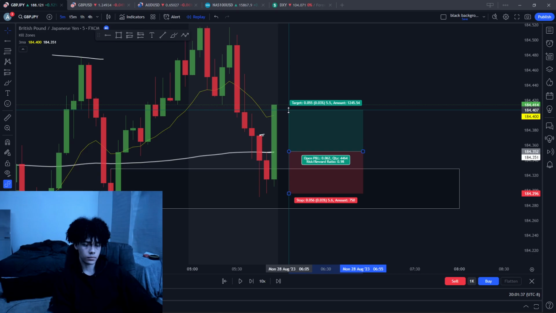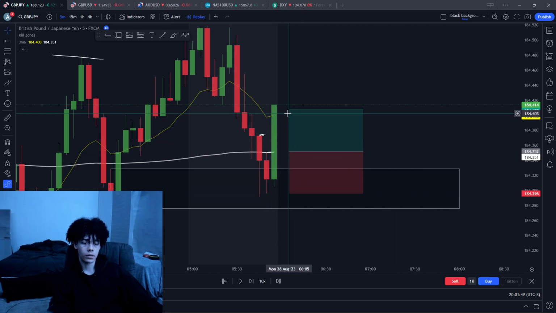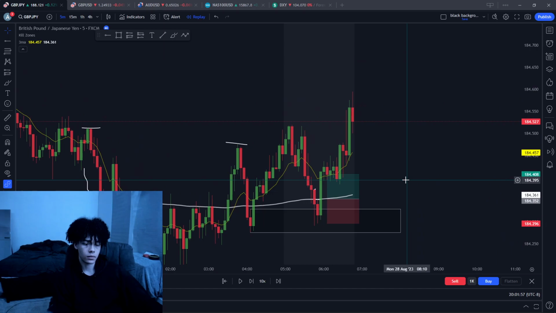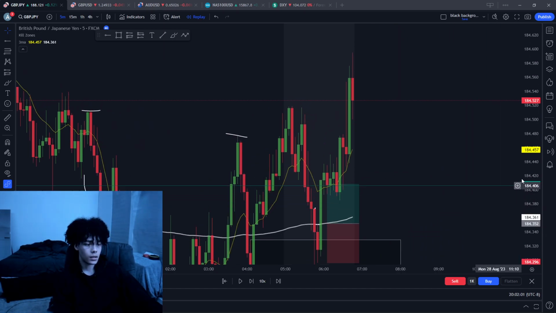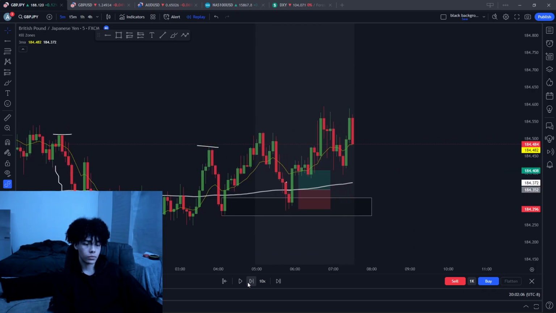So 1-to-1 ratio, always aiming for 1-to-1. Entry would have been right at the break of the top of this red candle, and my stop loss would have been right underneath that red candle, and that would have been take profit hit right there. You would have been money, easy. That was like 5 or 10 minutes, quick in and out of the market. I'd be going to sleep right now, enjoying my day, whatever you want to do.